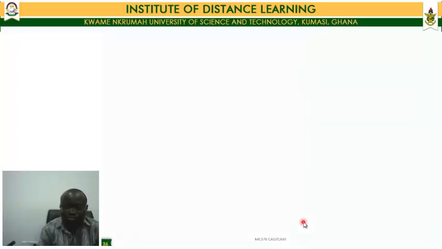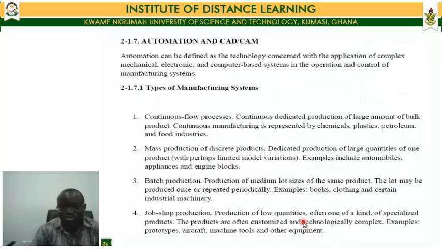Okay. Right. So we move on to the next side of this introduction, where we're going to look at automation and CAD/CAM. Now, when we say automation, we can basically define automation as the technology concerned with the application of complex mechanical, electronic, and computer-based systems in the operation and control of the manufacturing system.